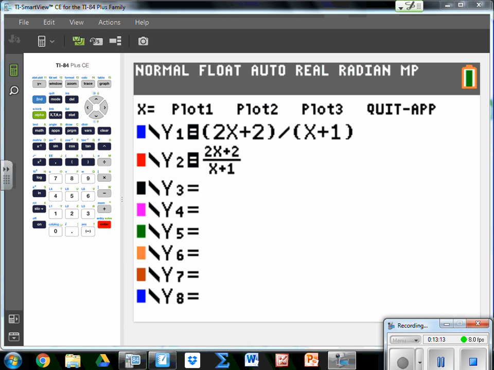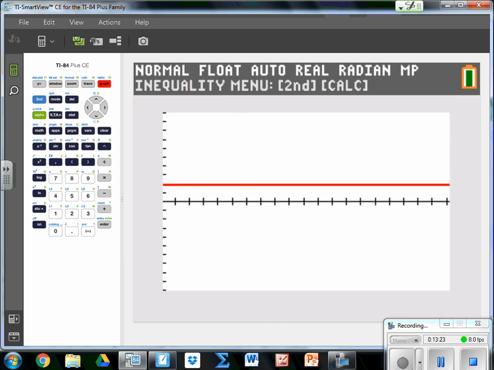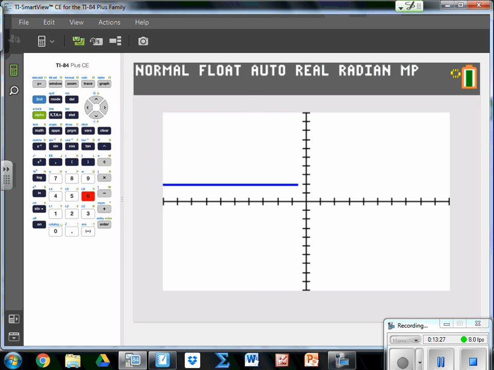All right, so again, these two functions should be identical. I should see the same graph for both of them. And oh, my window's funky. Notice you see the blue line go across and then the red line. All right, I'm going to zoom 6. This is zoom standard. This is kind of like the go-to screen. And there it is. Now, what's weird about this is it looks like a horizontal line.